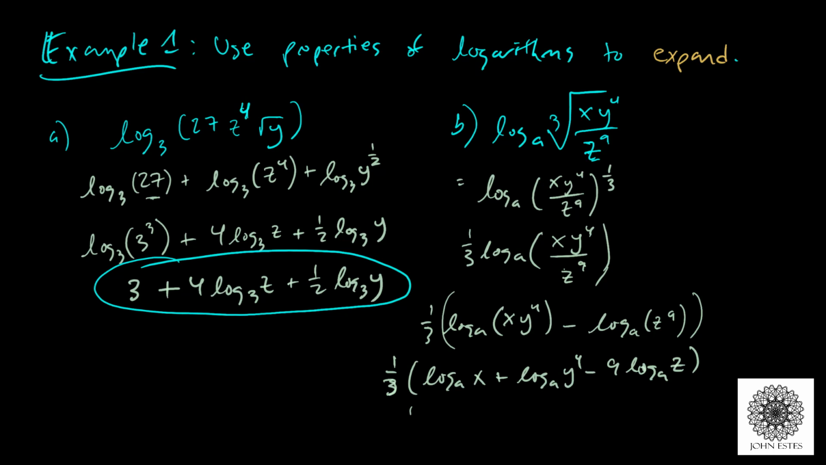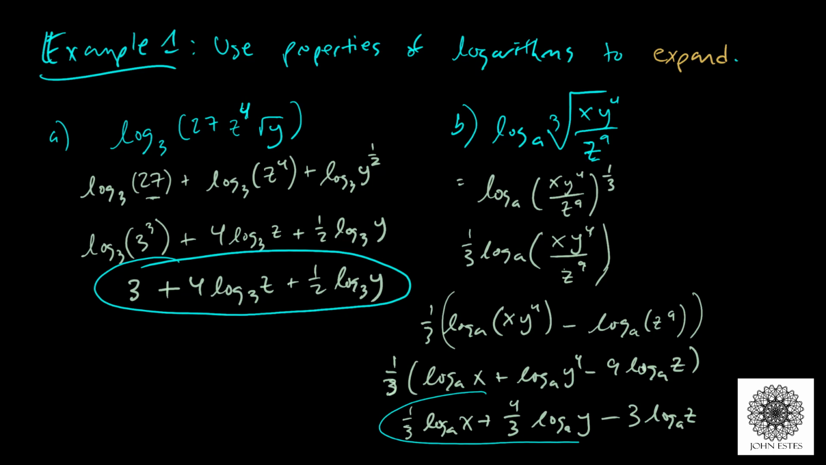of this middle term. So I have 1/3 log base a of x plus 1/3 times 4, so that's 4/3 log base a of y minus 1/3 times 9, which is actually just 3 log base a of z. And now it's as simple as I can get. I can't do anything else to it.